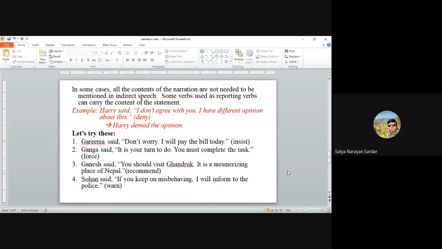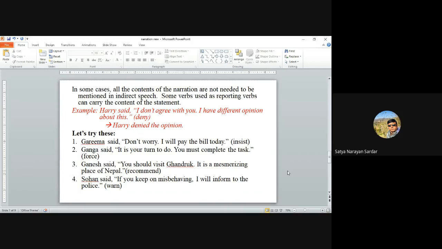Now let's try this one. Garima said, "Don't worry, I'll pay the bill today." Insist. That means the answer can be like this: Garima insisted on paying the bill. Number two, Ganga said, "It is your turn to do. You must complete the task." Force. Let's use force as the verb. Ganga forced him to complete the task.